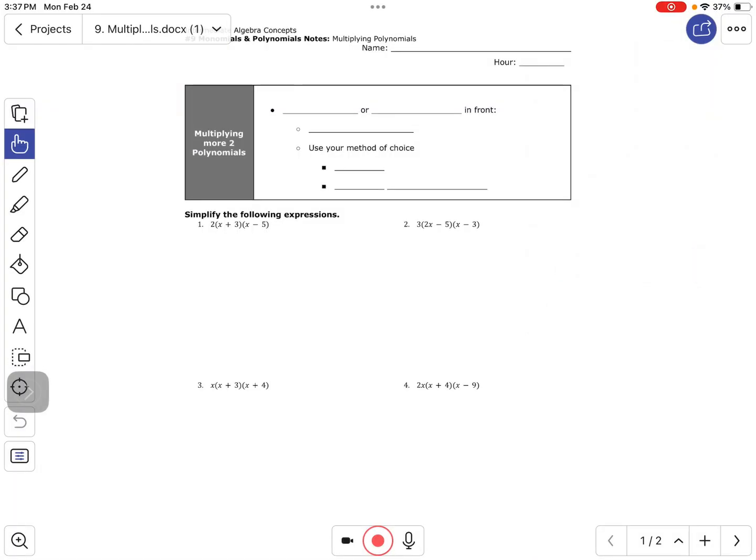Hey everyone, we're here to work on number 9 notes, multiplying polynomials. So what we're going to do today is very similar to what we did on our last lesson, where we got to choose between the box method or double distribution. And we're going to do that same thing today.